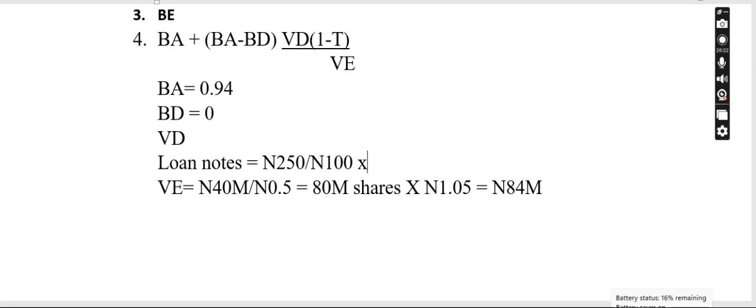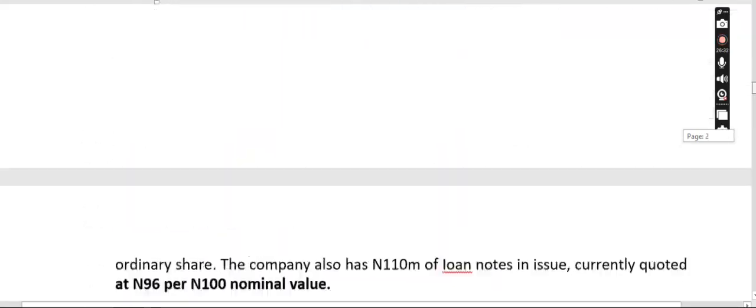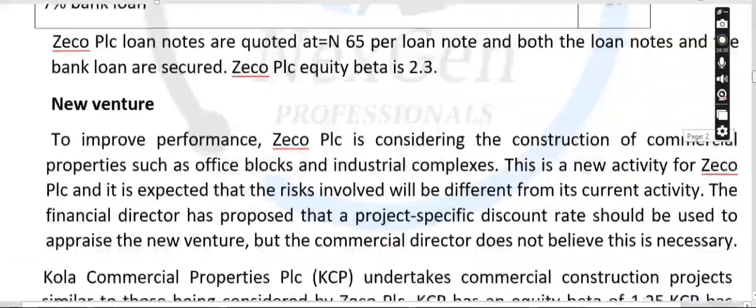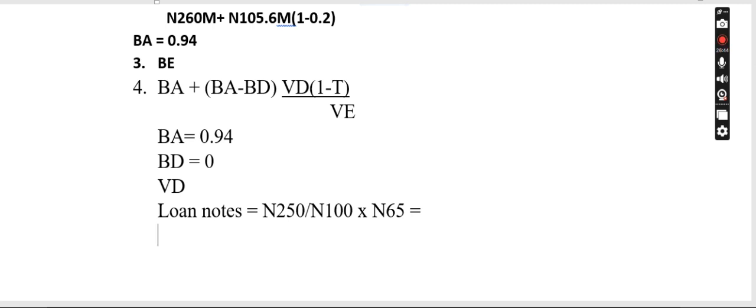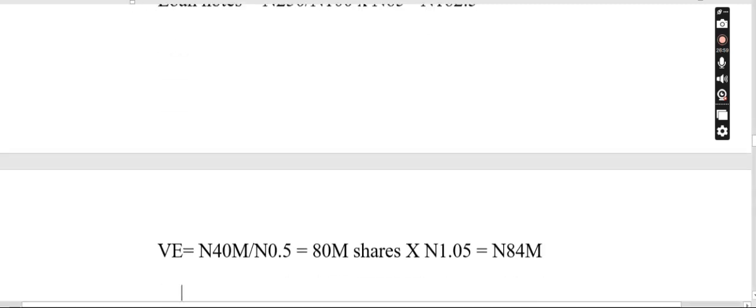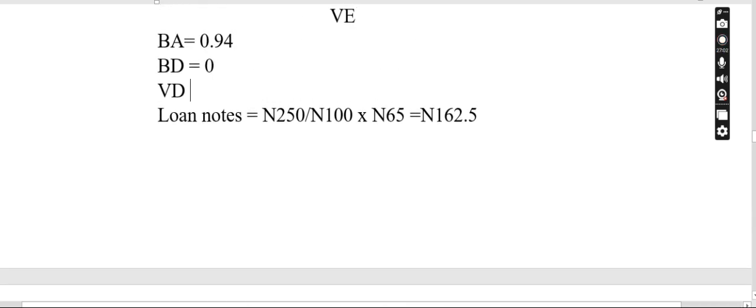Times what is the market price? 65 naira. Let me confirm. 65, yes, correct. When you get the number of loan notes, what is the market value of loan notes? 162.5. This is for loan notes.